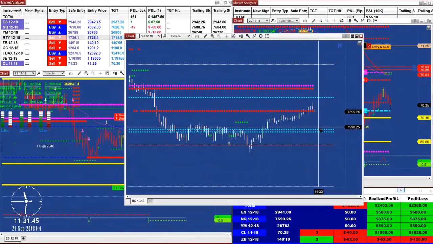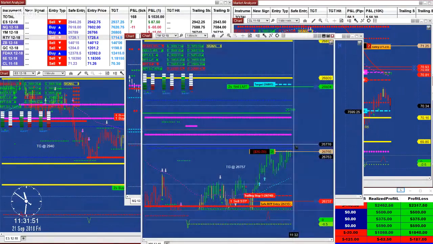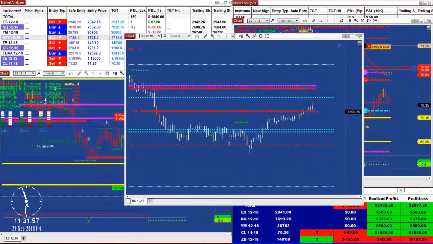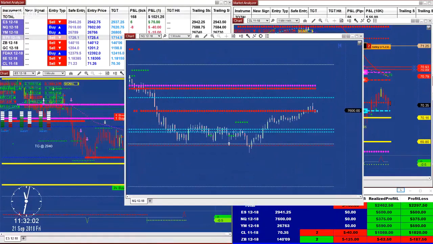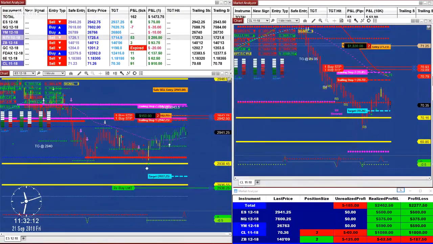9025. This is the entry point. Or if you don't want to follow the signal, you can put a limit order to buy at 771. So we have two options on the NASDAQ, and I will, if you are in a short. Okay, so let's keep our eye on this one here, the NASDAQ.